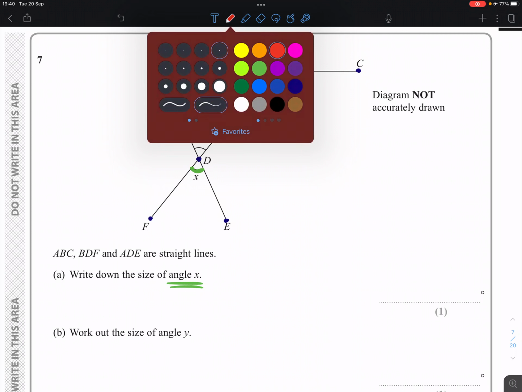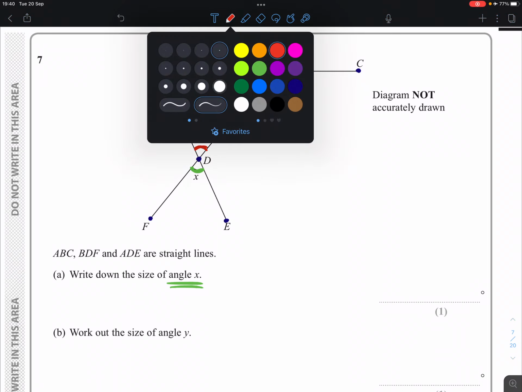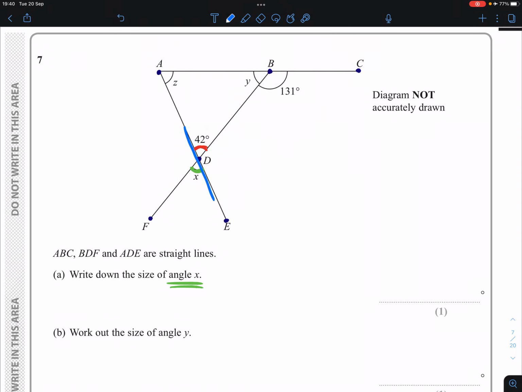So the point that we're focused around is here, immediately because of the fact that we've got this 42 across from it. It's not only across from it, it actually makes a cross. Basically, when you have a cross like that, where angles are vertically opposite each other, because D here is the vertex, then they are equal. So X is 42 degrees.